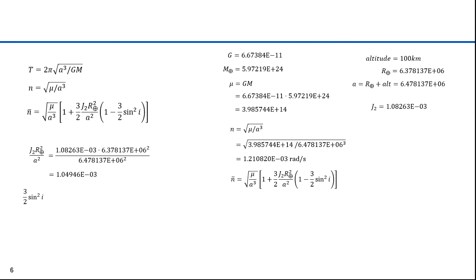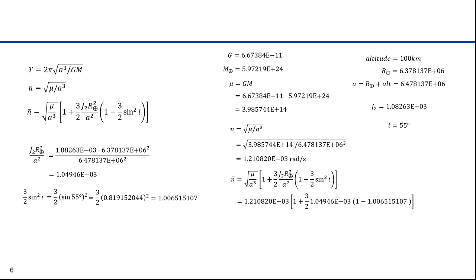Now let's focus on 3/2 sine squared i. For this, we need to pick an inclination. Let's use 55 degrees. You don't get the most perturbation at 55 degrees, but you get enough to see an effect. The equation becomes 3/2 sine 55 degrees squared. Here we've computed the sine of 55 degrees, and here's what that equals. Now we can plug in those values to our equation for the corrected mean orbital motion.